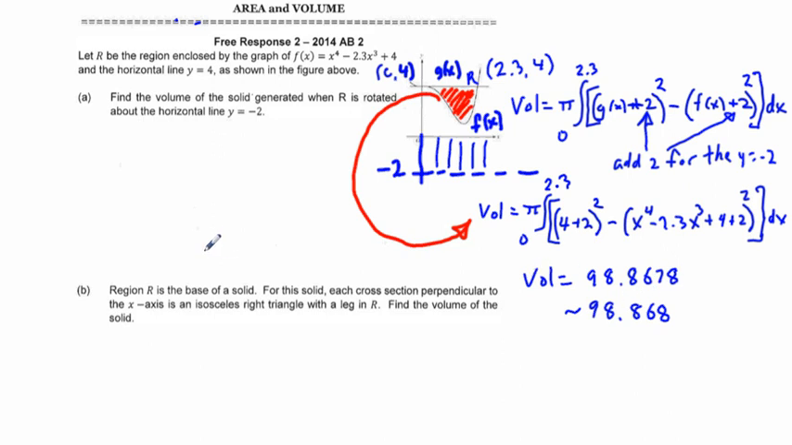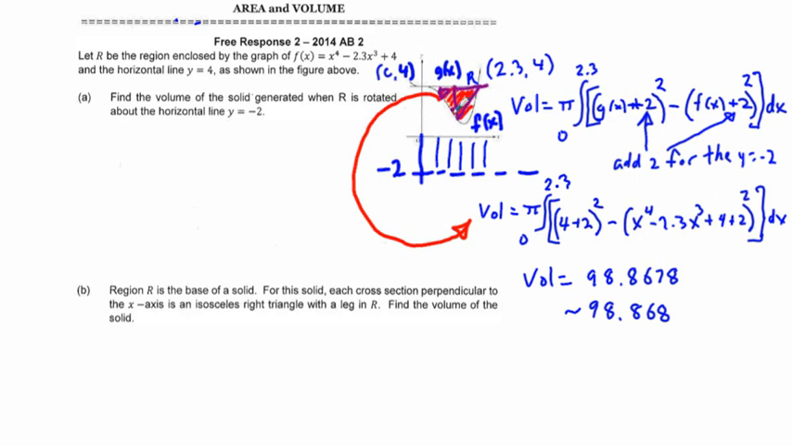Next, part B. Region R is the base of the solid. For this solid, each cross-section perpendicular to the x-axis is an isosceles right triangle with a leg in R. Coming up to the drawing, you take a little shape here and make of it an isosceles right triangle coming out like this. If we had the base up here where the triangle is bigger, the triangle would come out like this, an isosceles right triangle. So you're getting a kind of wedge shape.